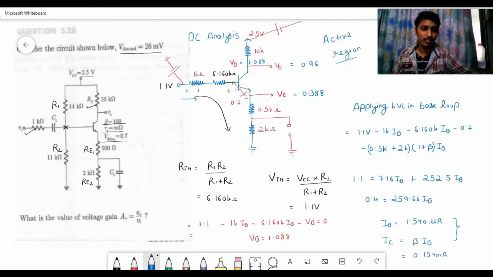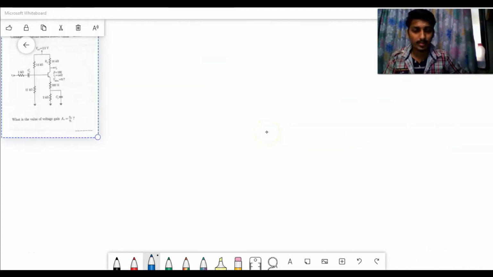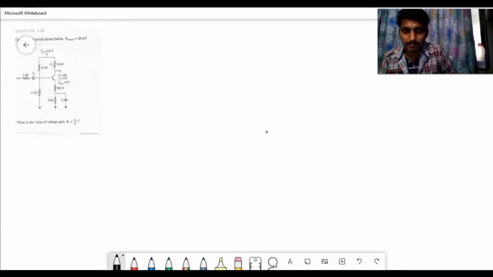Okay, going to see the AC analysis. So continuing with the AC analysis, first I will draw the modified diagram for the AC circuit.